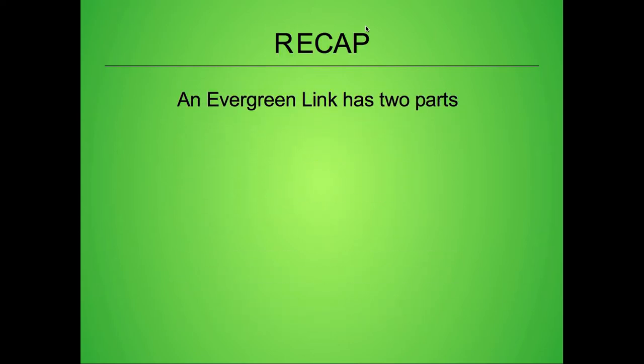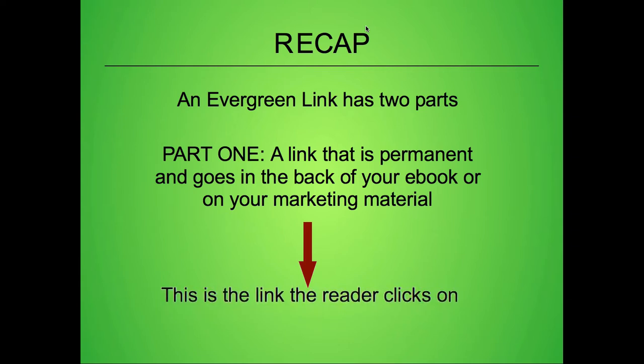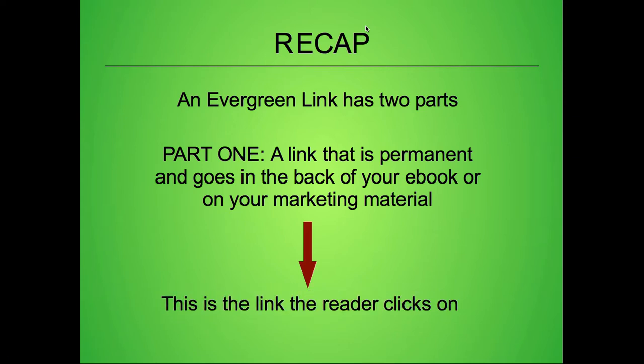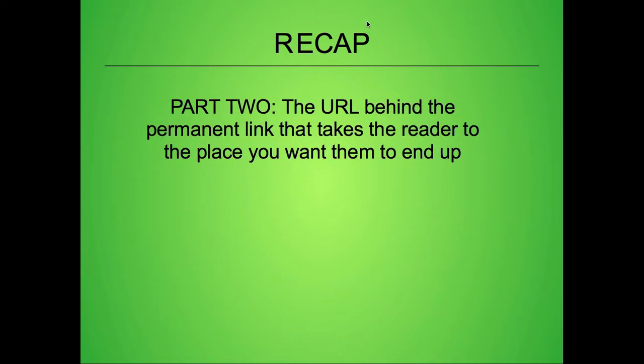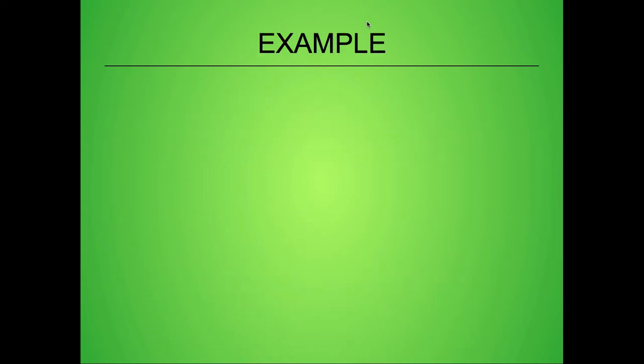An evergreen link has two parts. Part 1 is the link that is the permanent link. This is the link that goes in the back of your ebook or on your marketing material. This is the link that the reader clicks on. Part 2 is the URL behind the permanent link. This is the URL that will take your reader to whatever place you want them to end up. This is the part that you will change as necessary.